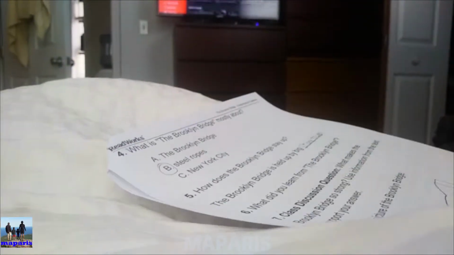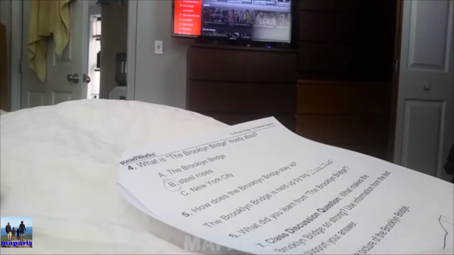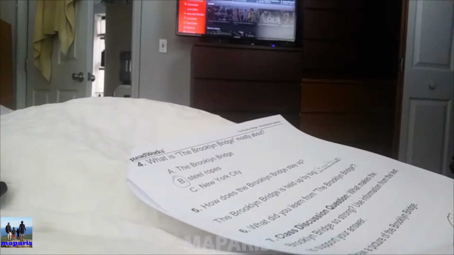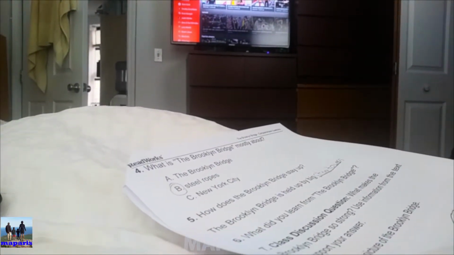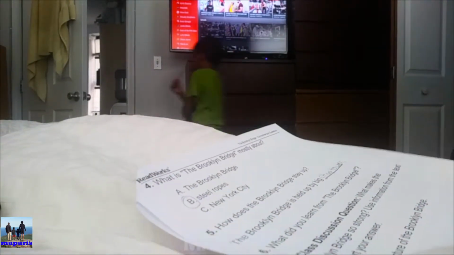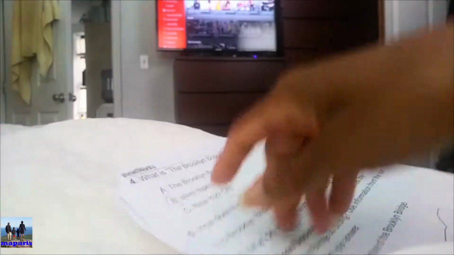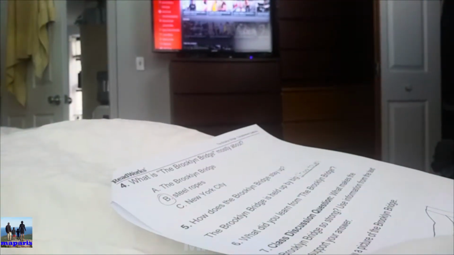New York City. Very good. Okay, next. What is the Brooklyn Bridge mostly about? Steel ropes? What is the Brooklyn Bridge mostly about? No. Where are you going? I want to get the eraser. Worry about the eraser later. Okay, so you're telling me the Brooklyn Bridge is mostly about steel rope?